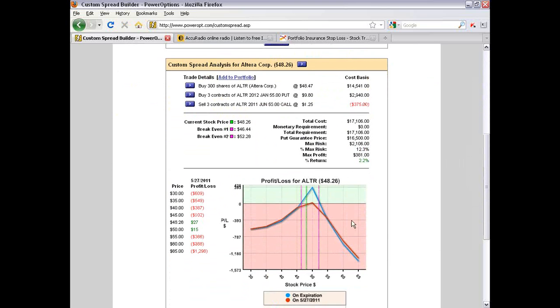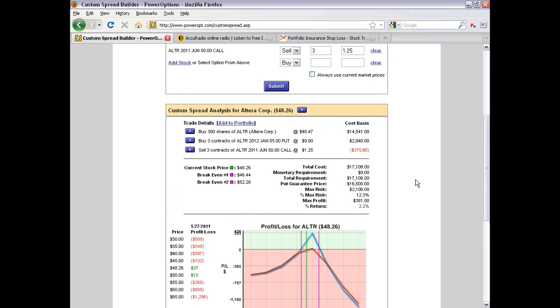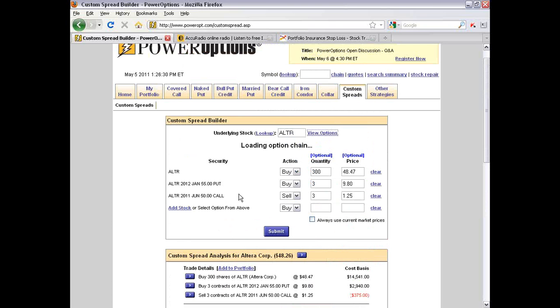Don't like it. 2.2% doesn't match my goals. Yeah, and to do this, we collected $1.25, right? You get $1.25 coming in. Okay, so let's scroll back up, and let's add into that a long $55 June call.